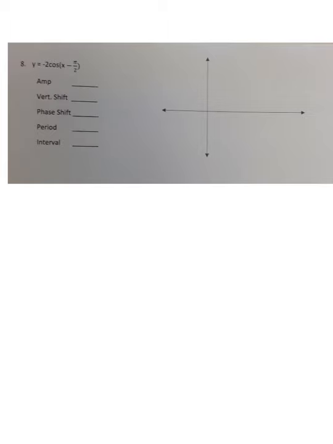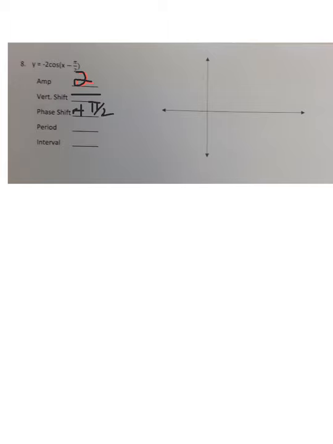All right, let's look at number 8. So the amplitude is 2, not negative 2, okay, because the negative just determines the direction. Amplitude's always a positive number. Vertical shift, we do not have one. I'm just going to put a line because I kind of can't fit it, but you should probably write none. Phase shift. So we have pi over 2, but you notice it's a minus sign, so it's the opposite direction. So we're actually going to be going to the right, pi over 2.